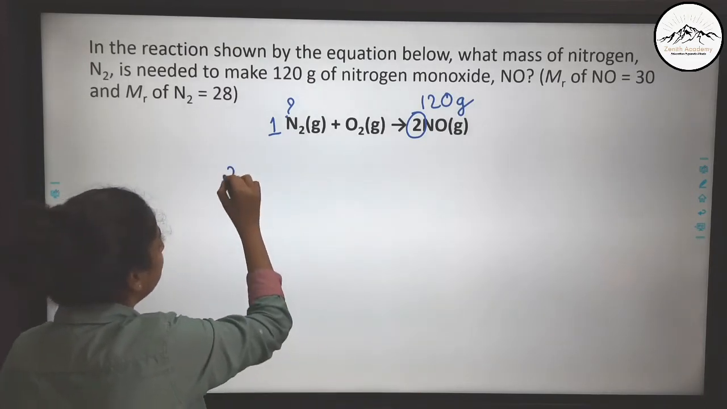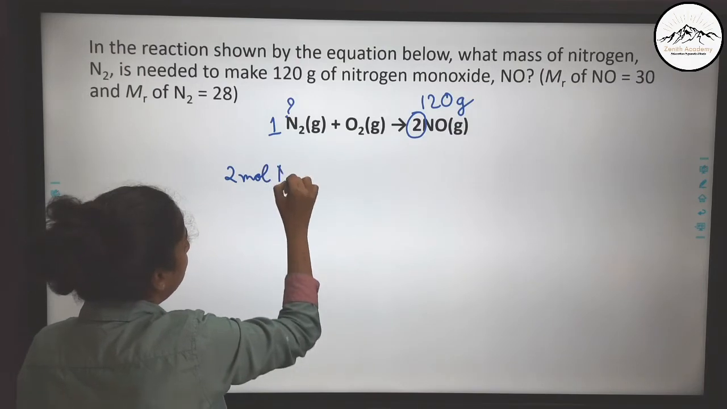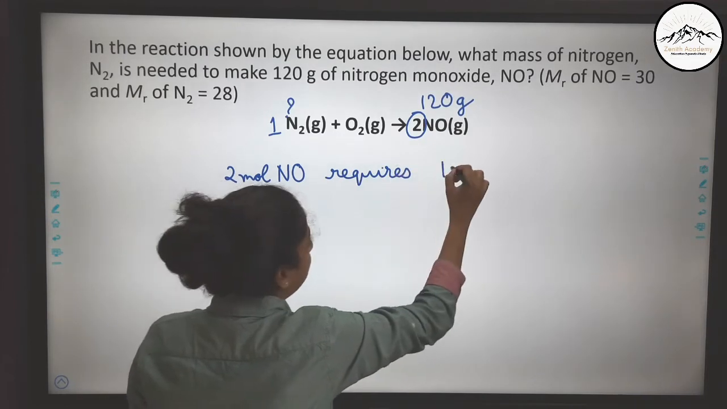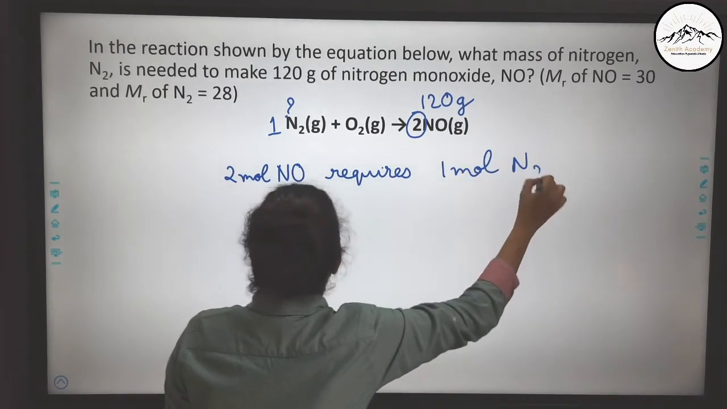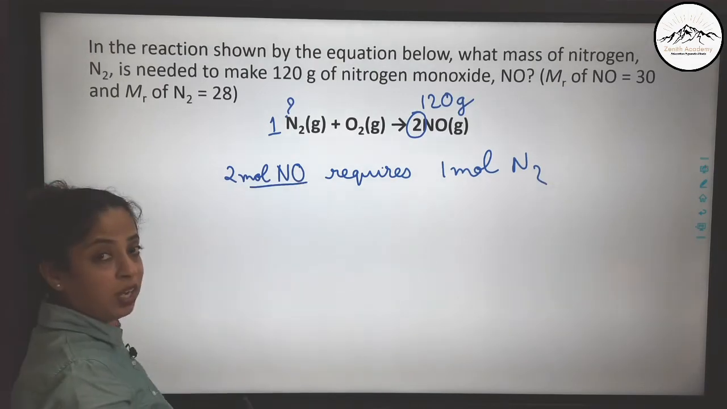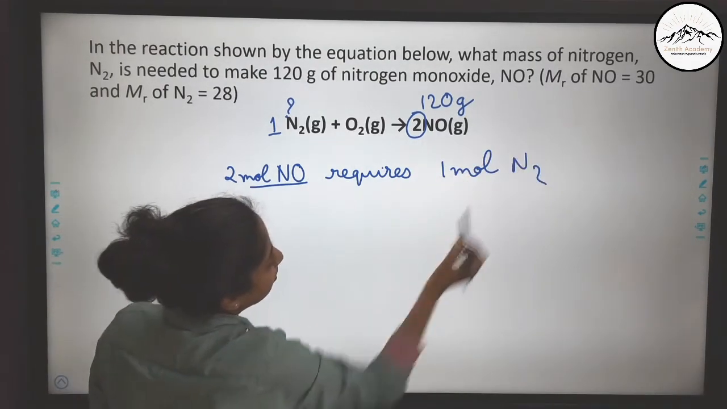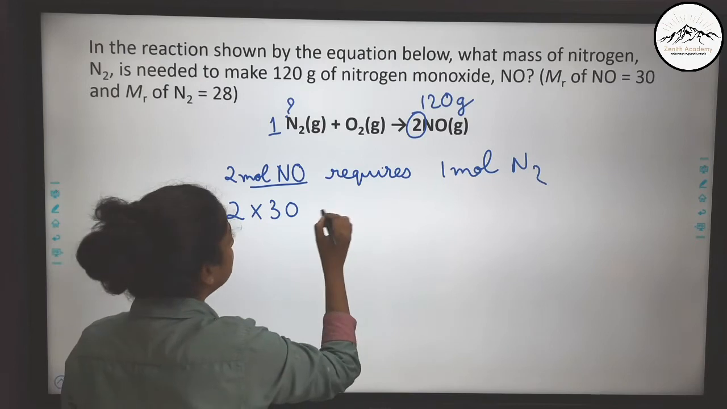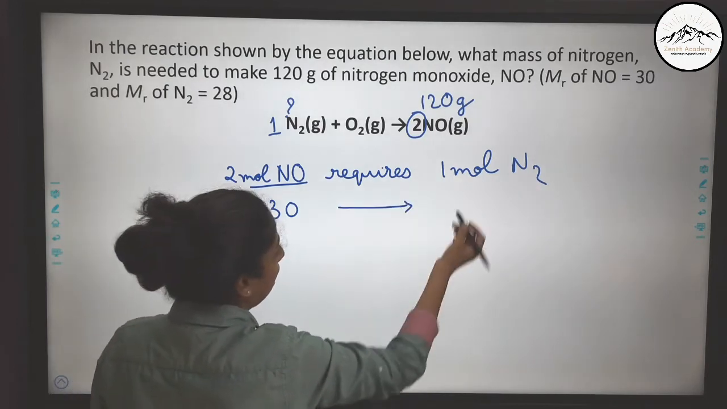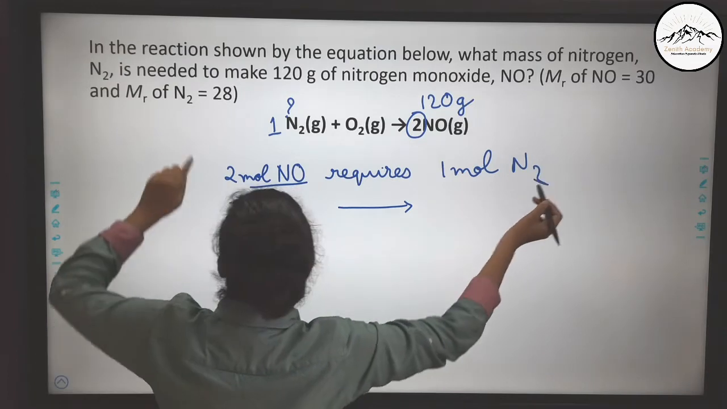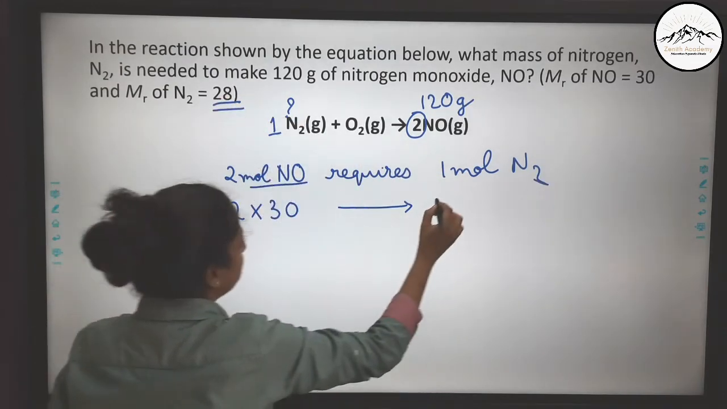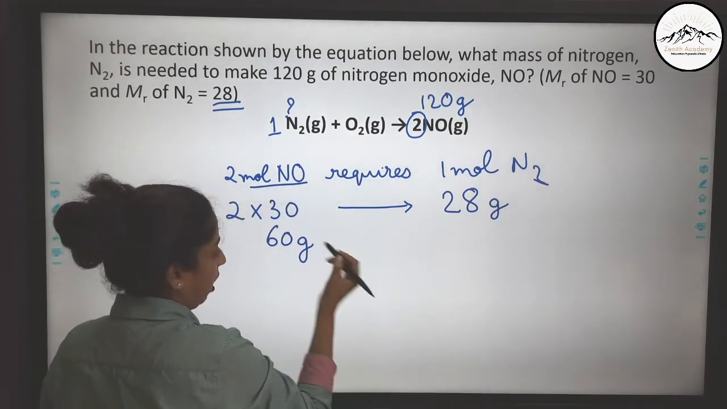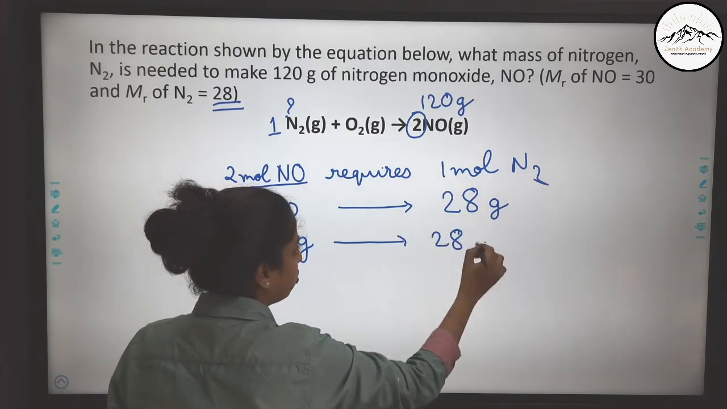So we say that 2 moles of NO requires how much nitrogen? 1 mole of nitrogen, right? Now mole corresponds to relative molecular mass. For NO it is given 30, and since it is 2, so 2 into 30. Okay. Now 60 grams requires how many moles of N2? If you want to convert into grams, it is 28. So here it is evident that 60 gram NO requires 28 gram of nitrogen.